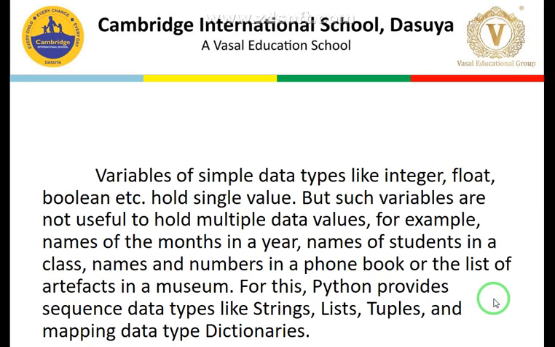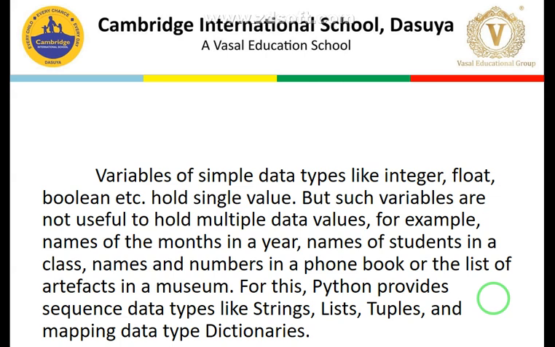Next, another very important point about the variables. Variables are simple data types like integer, float and boolean. Another important thing is that these variables can hold a single value. But such variables are not useful to hold multiple values. Sometimes in real life we need to assign multiple values. The variables that we have discussed can store only a single value.